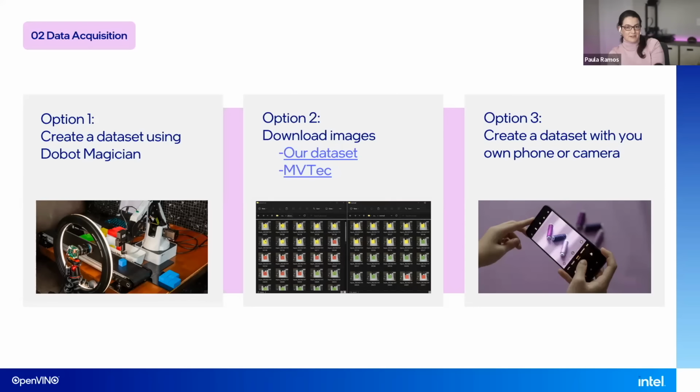So the second step is data acquisition. In this case, we have several options. I was working with this Double Magician, so we have the notebooks where you can create the dataset using the Double Magician. This is the first option that we have for this get started process. The second option is you can download the images. We already have the cubes dataset also available in the repositories.